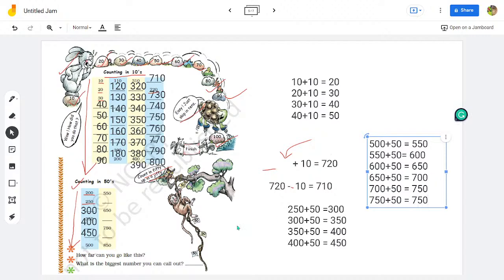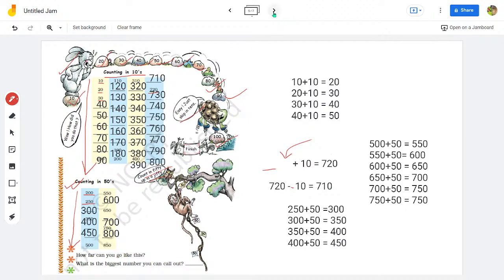So if my first number is 550, add another 50 is a 600. Then we have 650 and add another 50 is a 700. Then add another 50, 750, and add another 50 to 750 would be an 800. So this is how we count in 50s. Okay. So this was about counting in 50s.